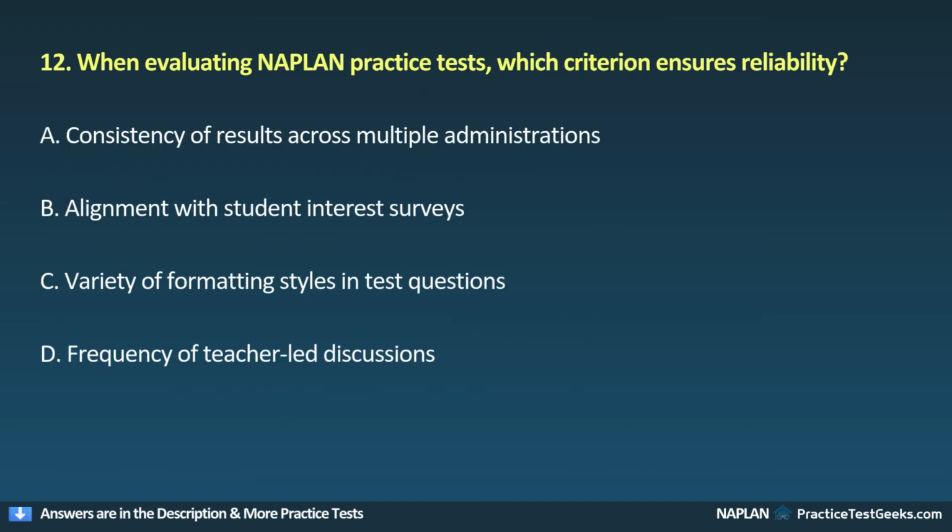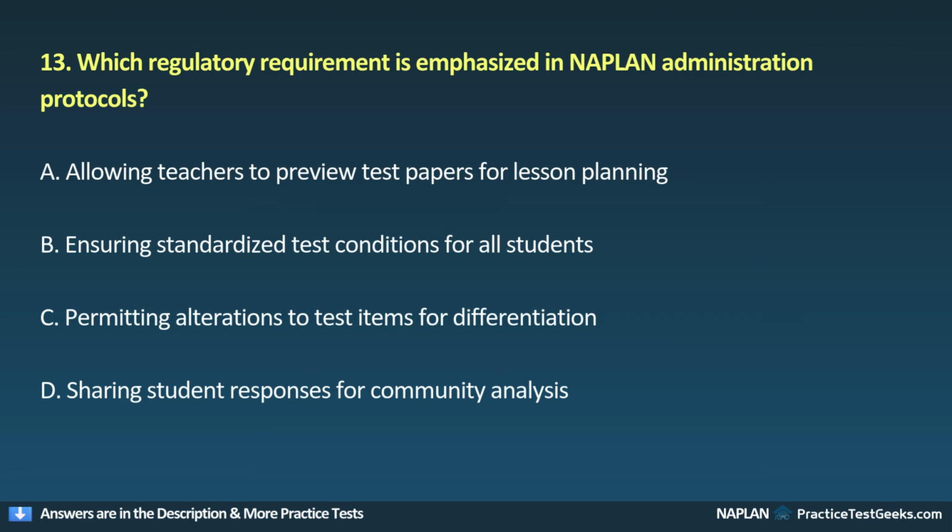12. When evaluating NAPLAN practice tests, which criterion ensures reliability? A. Consistency of results across multiple administrations. B. Alignment with student interest surveys. C. Variety of formatting styles in test questions. D. Frequency of teacher-led discussion.